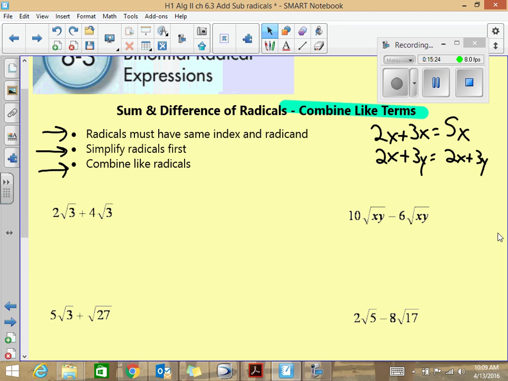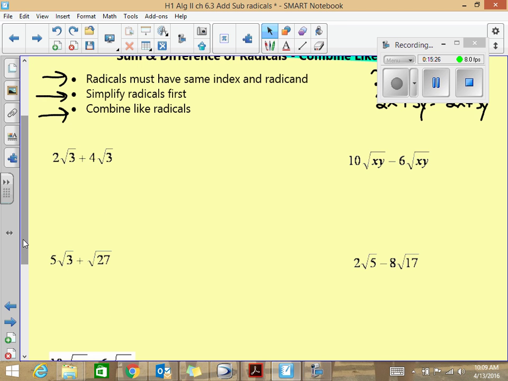Okay? So, for instance, the way I want you to think about these, like for this first one, I want you to think 2 radical 3's plus 4 radical 3's give you how many radical 3's? 6. Okay? It's not really natural to think of it like that, but that's what I want going through your head, okay? Because the radical itself stays the same. You're just collecting radical 3's, okay?